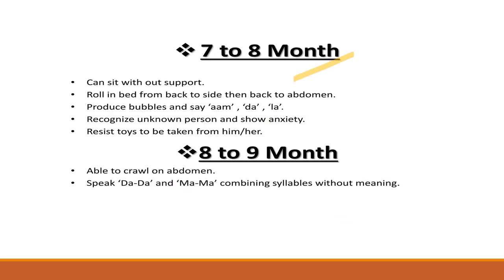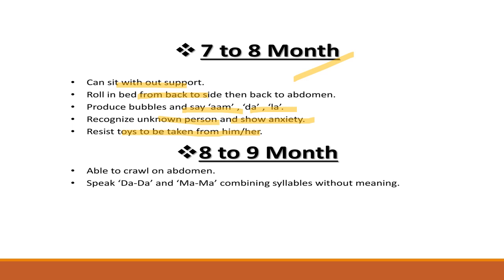Then at 7 to 8 months, can sit without support. Rolls in bed from back to abdomen and then back again. Then produces bubbles and says da la. Then recognizes unknown persons and shows anxiety. Resists toys being taken from him or her. These are okay.